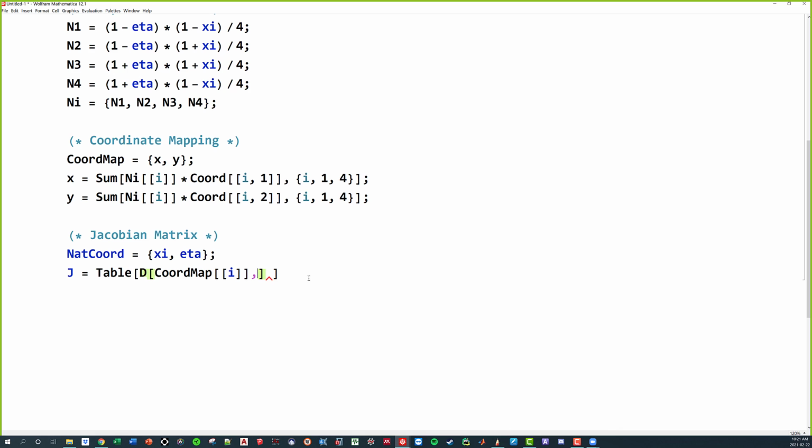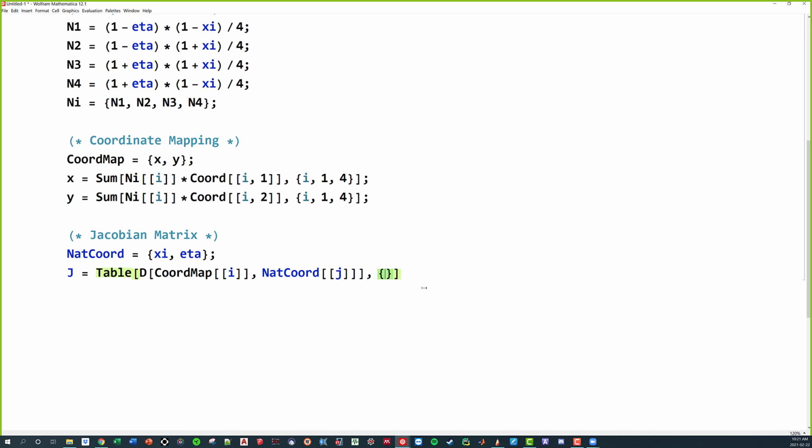So I'm going to take the derivative with respect to our natural coordinate, making sure I spell it correctly, and we're going to do that with j. This should be nice and easy now, because if i is equal to 1 and j is equal to 1, I'm taking the derivative of x with respect to z. If j is equal to 2, then I'm taking the derivative of x with respect to eta. And then once i goes to 2, I'm taking the derivative of y with respect to z, then the derivative of y with respect to eta. So hopefully that makes sense.